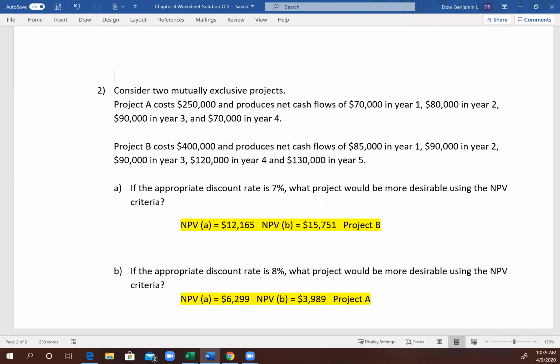All right, let's look at number 2. Consider 2 mutually exclusive projects, Project A and Project B. Project A costs $250,000 and lasts for 4 years.